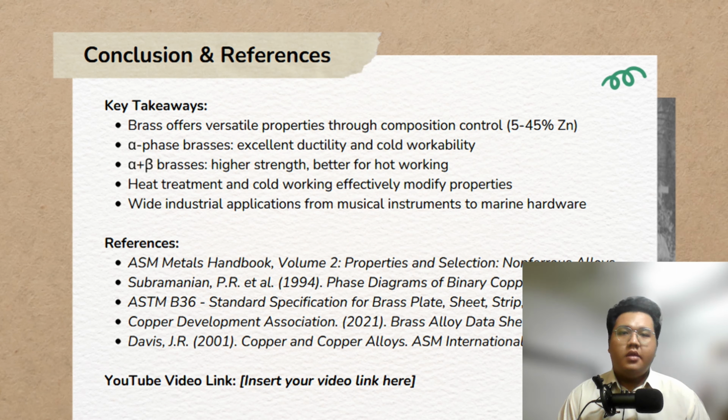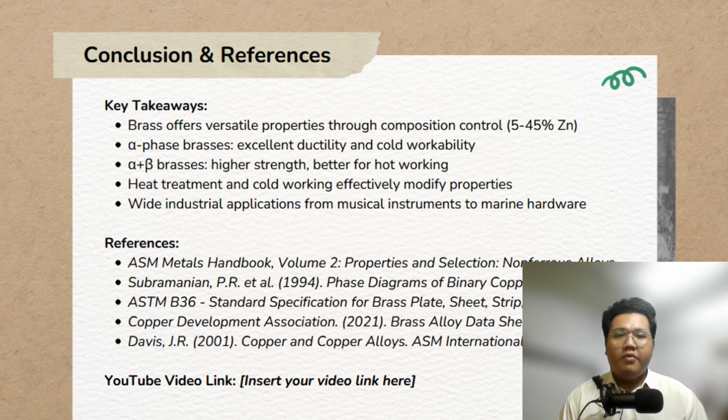To summarize, brass is a copper-zinc alloy with 5% to 45% zinc, offering tunable properties through composition control. Alpha phase brass with up to 37% zinc is ductile and great for cold working. Meanwhile, alpha plus beta brass offers higher strength and is suitable for hot working. Using the copper-zinc phase diagram and lever rule, we can predict phase composition and optimize brass for specific needs.